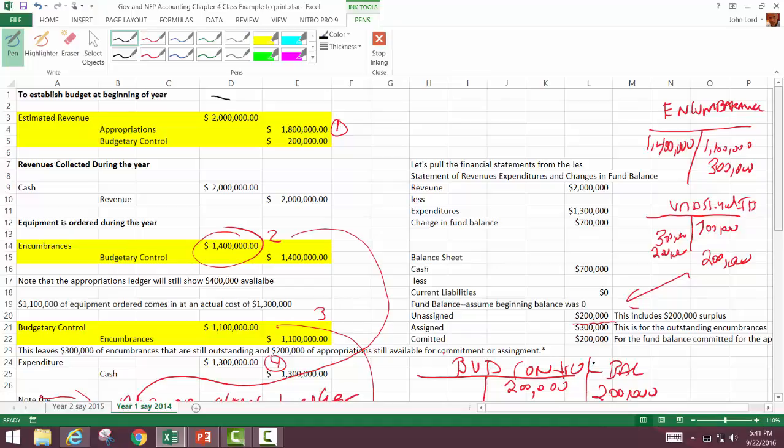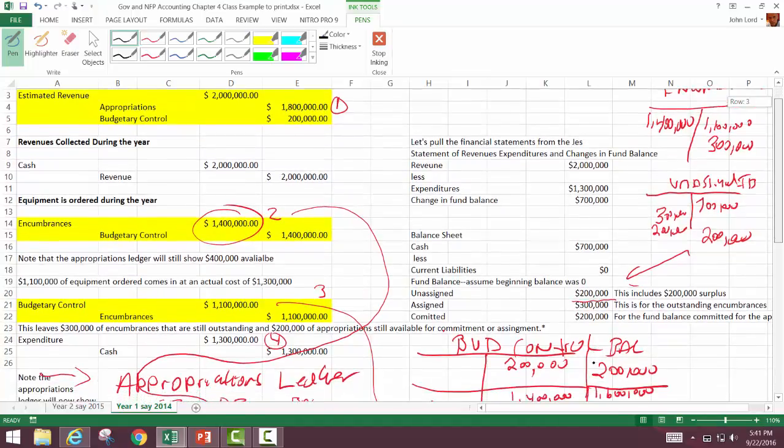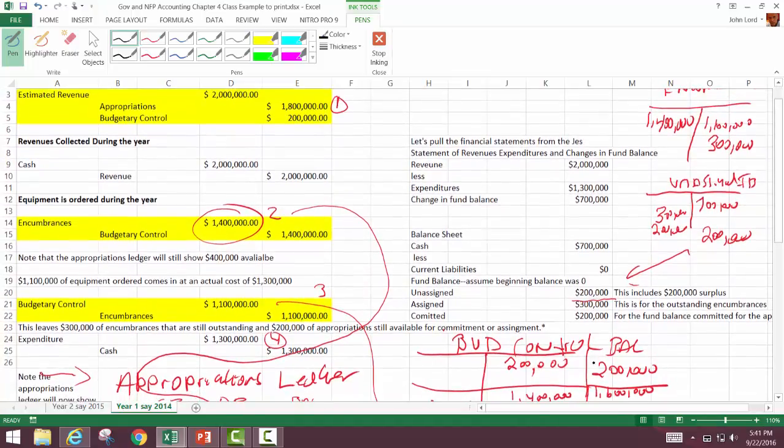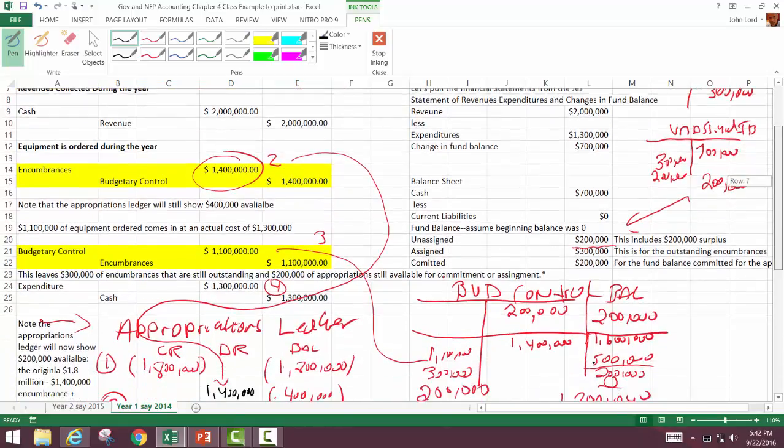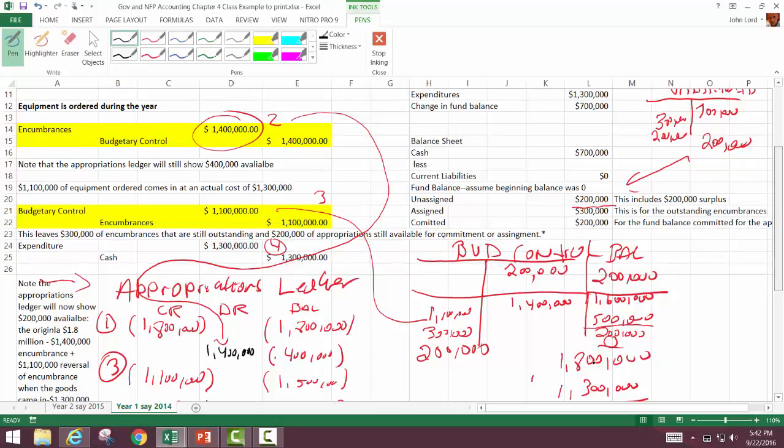Now we've got this money, and so we go ahead and start to order stuff under our appropriation, and so we debit encumbrances, we credit budgetary control because we ordered stuff worth 1.4 million, right? And so we enter that debit into encumbrance in our appropriations ledger, for our encumbrance, 1.4 million. And we know that we have only 400,000 left on this appropriation to spend, right?